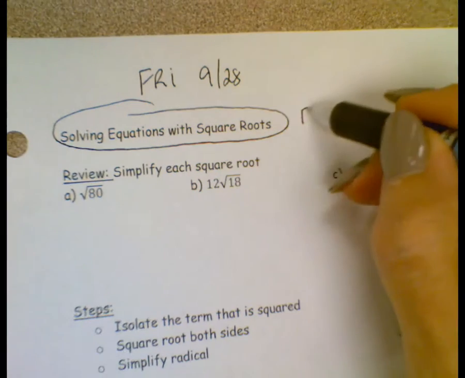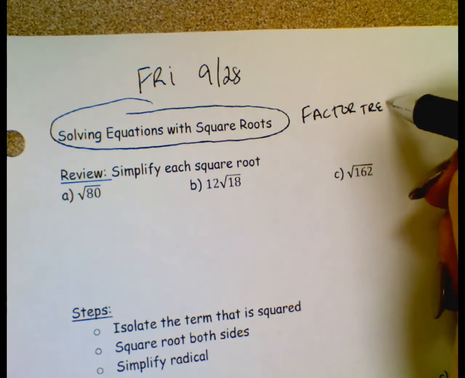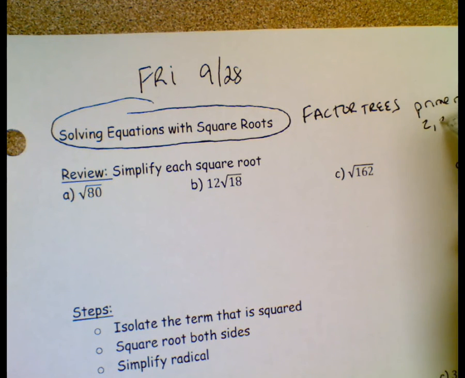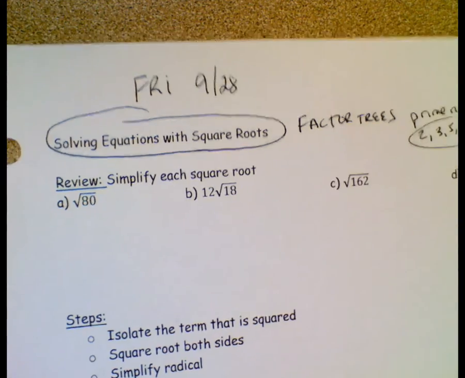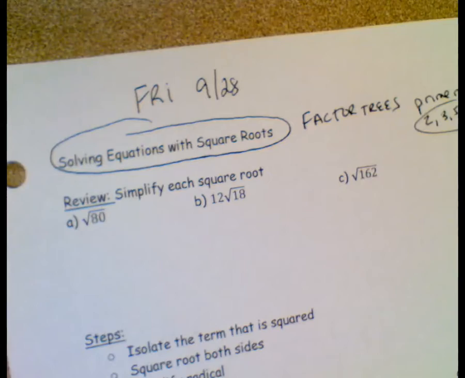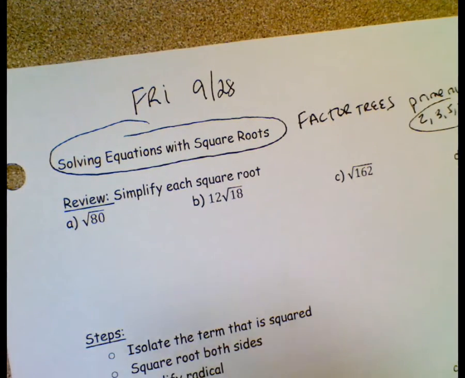So we're going to do some factor trees using prime numbers like 2, 3, 5, 7, 11. These kinds of numbers, use these to factor with. So to simplify each square root, what you're looking for is pairs of prime numbers.